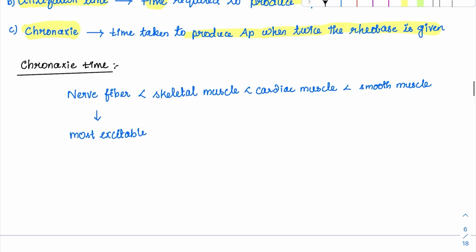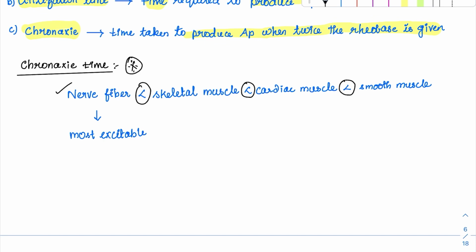So Chronaxie is the best measure for studying the excitability of the tissue. And regarding excitability, the Chronaxie time for a nerve fiber is less than skeletal muscle, and for skeletal muscle it is less than cardiac muscle, and for cardiac muscle it is less than smooth muscle.